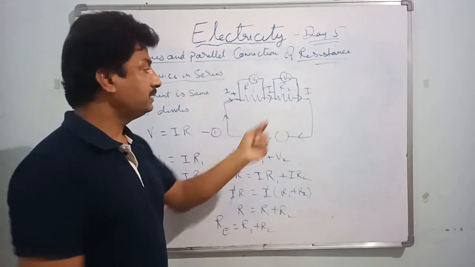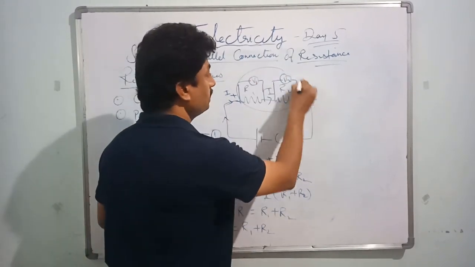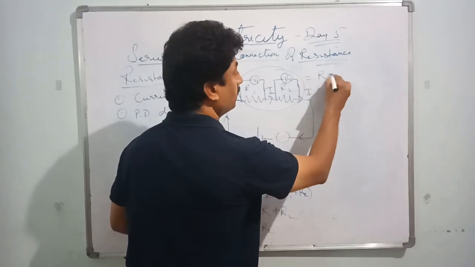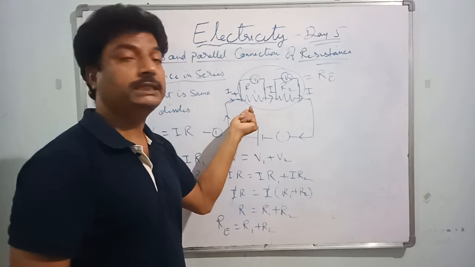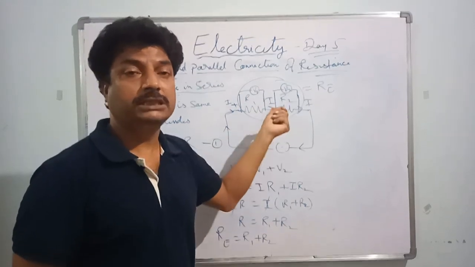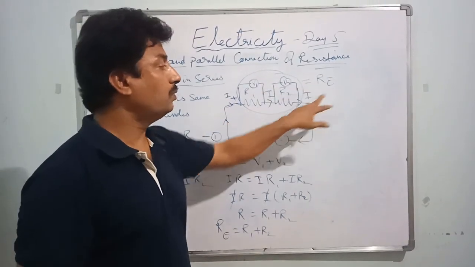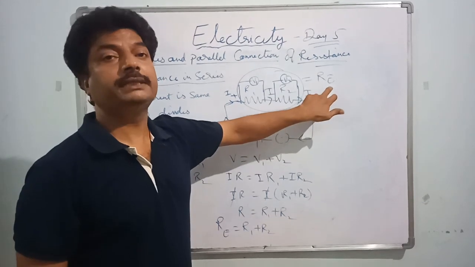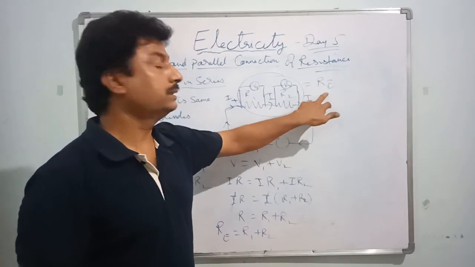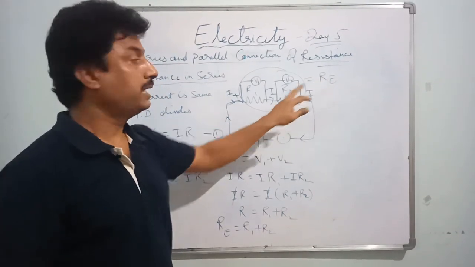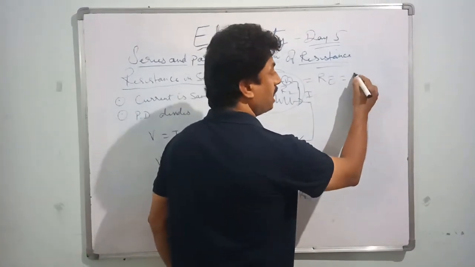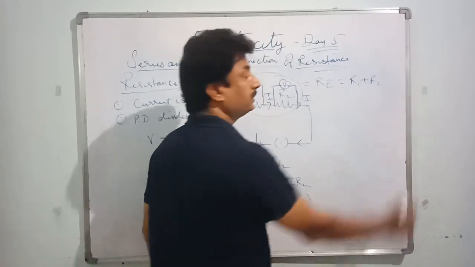What does equivalent resistance mean? The overall resistance will be RE. The circuit will not check how much each individual resistance is; it will check how much the overall is. That comes under equivalent resistance. The total equivalent resistance is RE, and this RE is nothing but R1 plus R2.